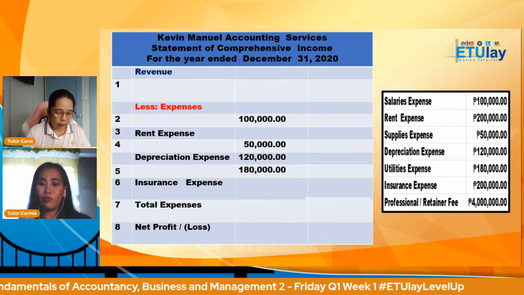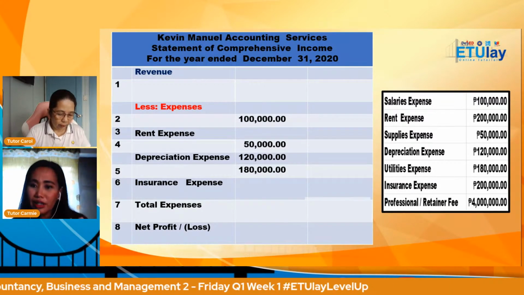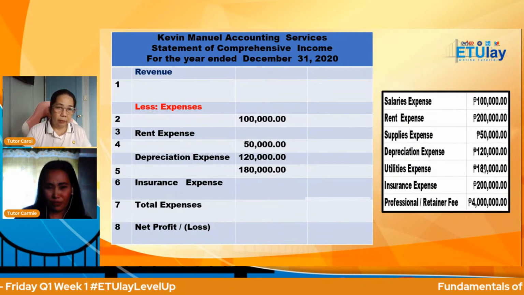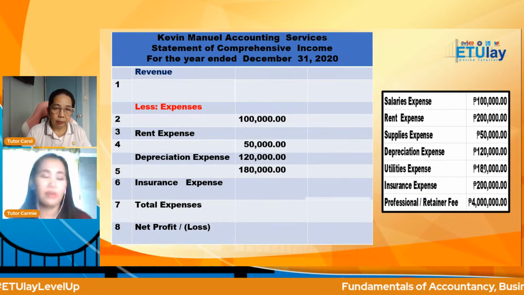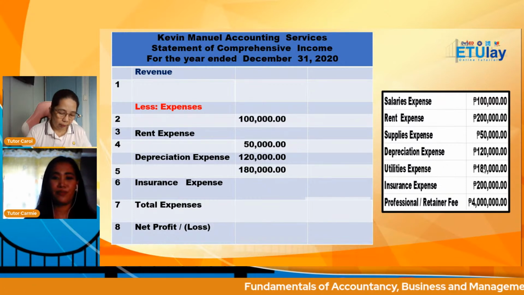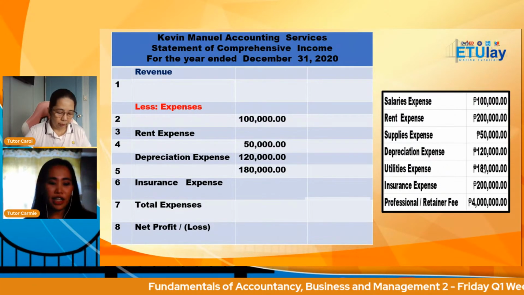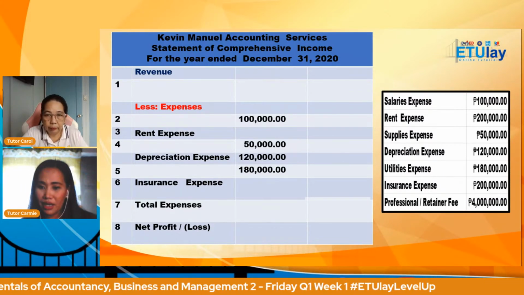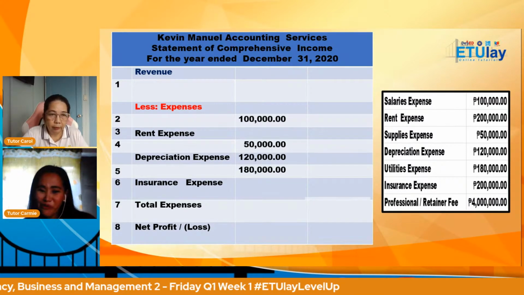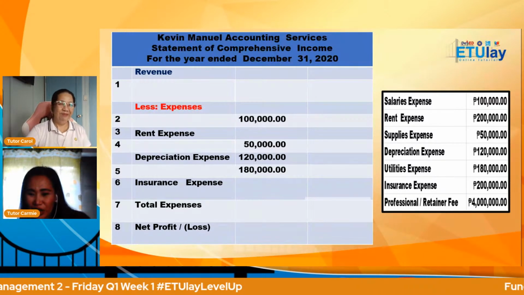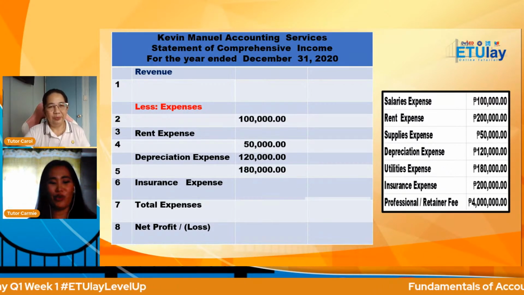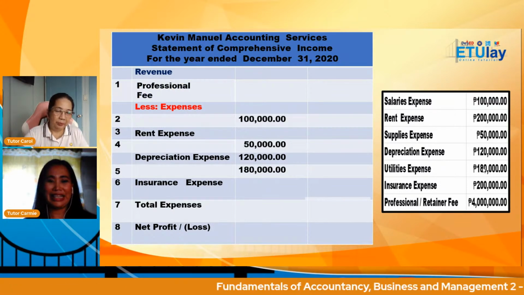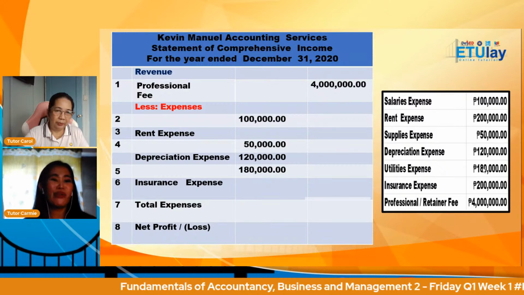Okay? Siguro po, maganda po kung sasagutan na po natin. Let's try answering our practice exercise. So, ano po kaya ang tingin po natin na sagot sa ating number 1? Okay, coming from Ma'am Carol again, professional fee, 4 million. Tignan po natin kung tama po si Ma'am Carol, no? Tama po. Very good.